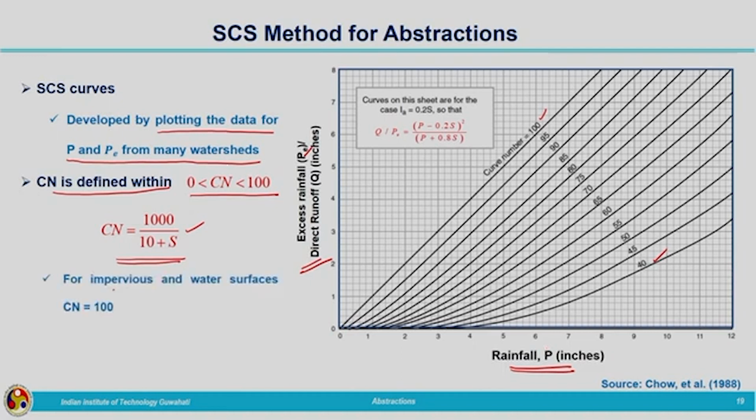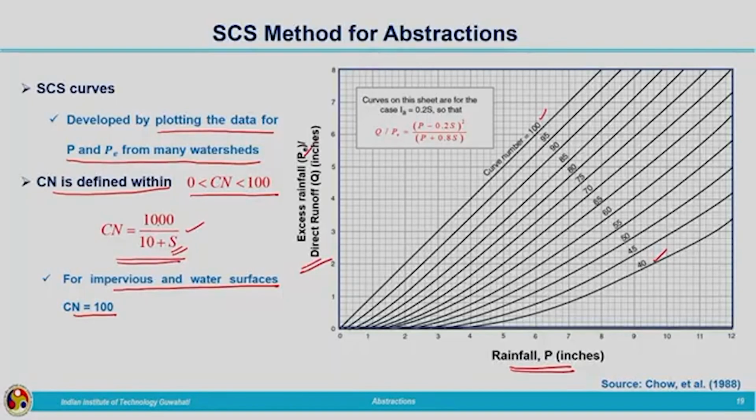So, for impervious and water surfaces, curve number will be 100. You look at the formula, curve number equal to 1000 divided by 10 plus S. In the case of an impervious surface, water infiltrating into the ground will be 0. So, whatever rainfall is falling on the ground surface will be converted to direct runoff. No losses taking place from that. Even though small interception losses will be there, that we will be neglecting.